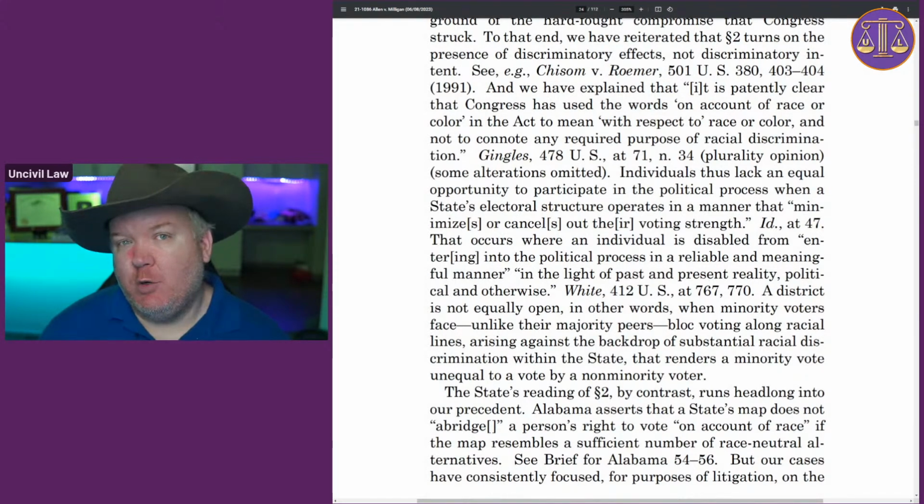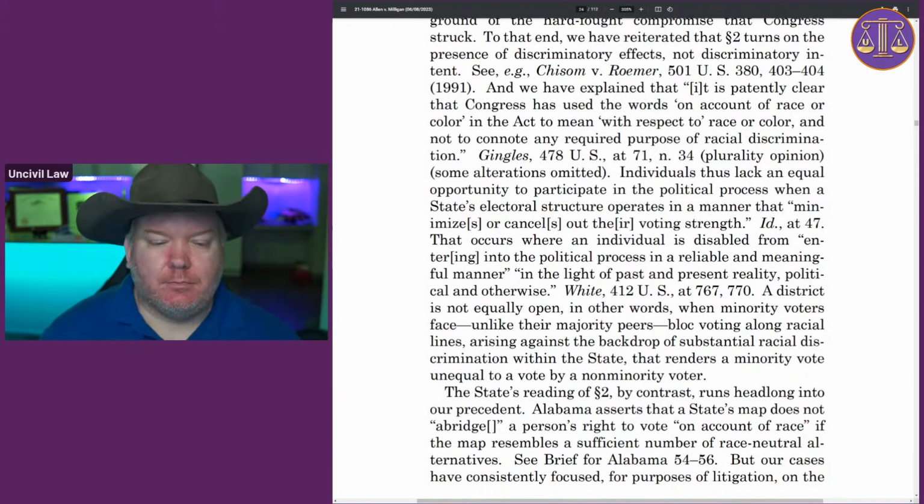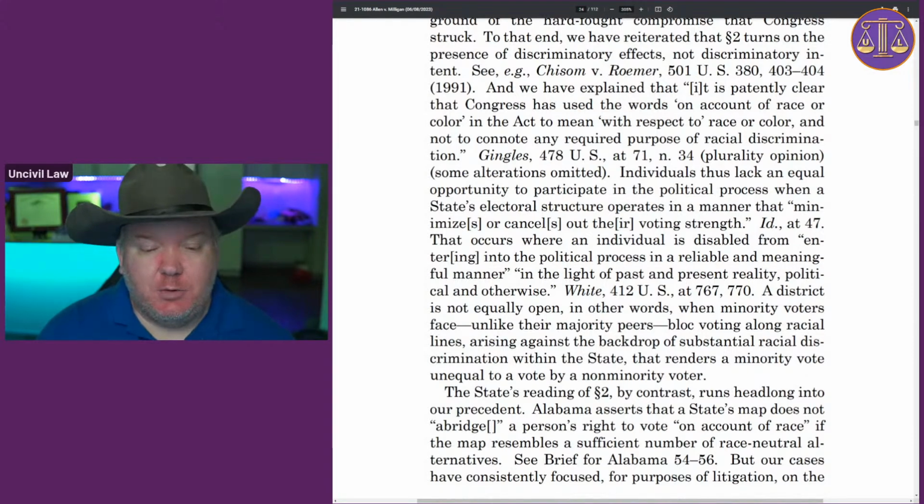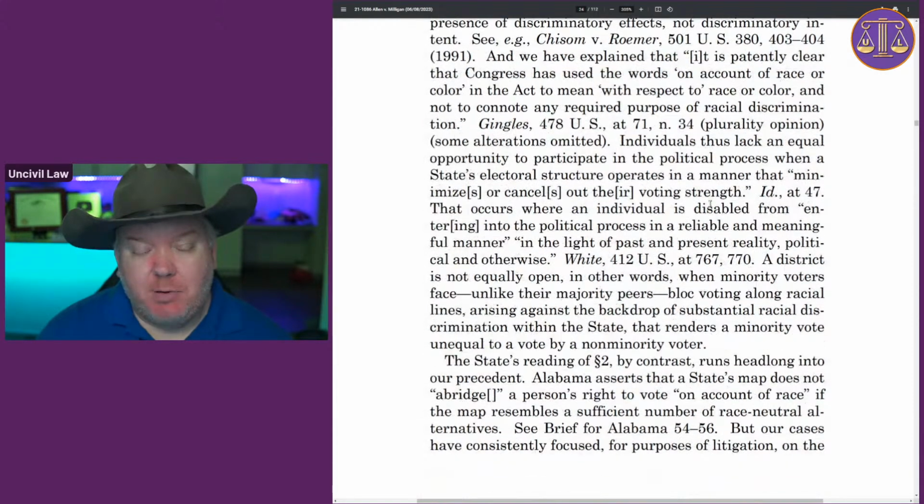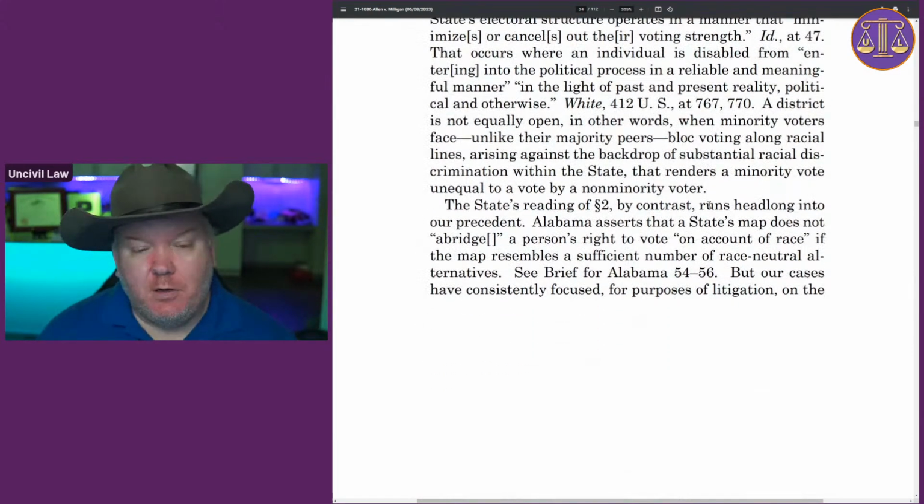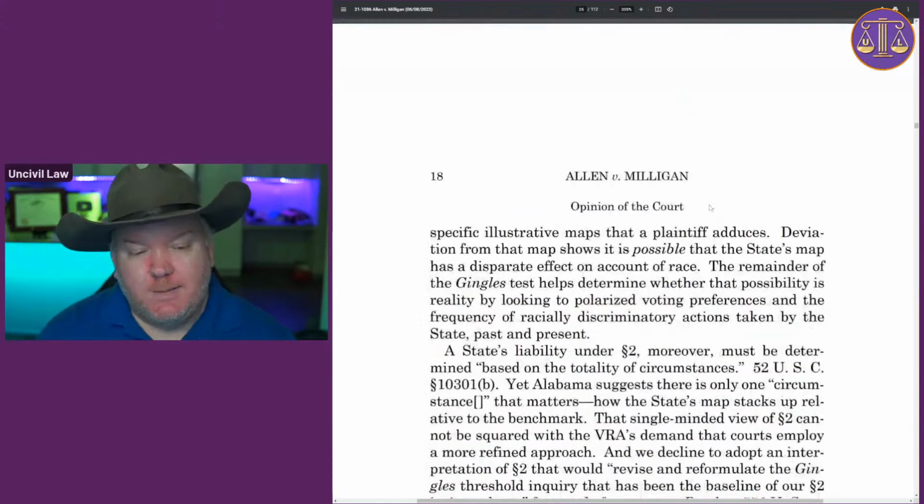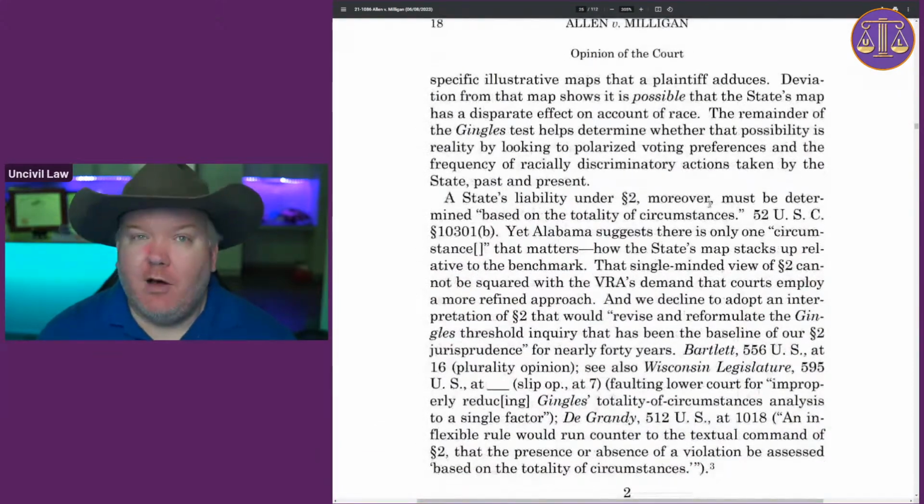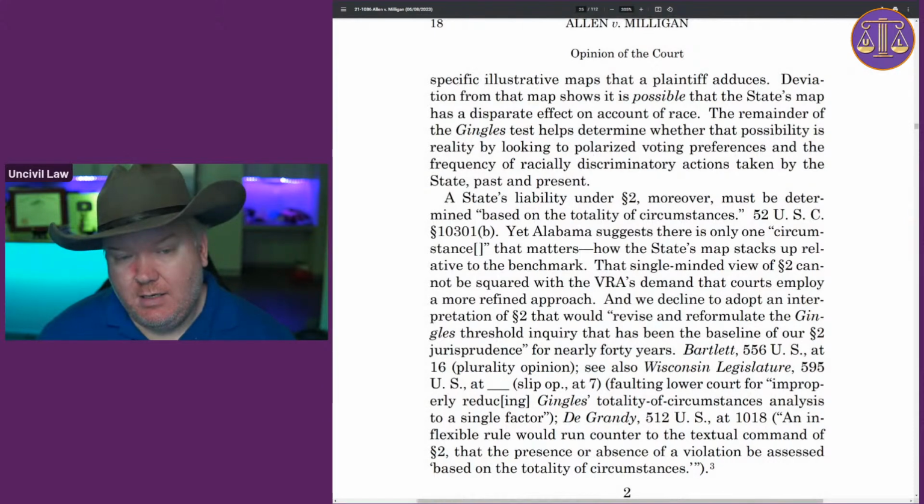Because Congress has made a different choice. The state's reading of Section 2, in contrast, runs headlong into a precedent. Alabama asserts that a state's map does not abridge a person's right to vote on account of race if the map resembles a sufficient number of race-neutral alternatives. But our cases have consistently focused on the specific maps that the plaintiff offers as competing maps. Deviation from that map shows it's possible the state map has a disparate effect. The remainder of the test helps determine whether the possibility is reality.